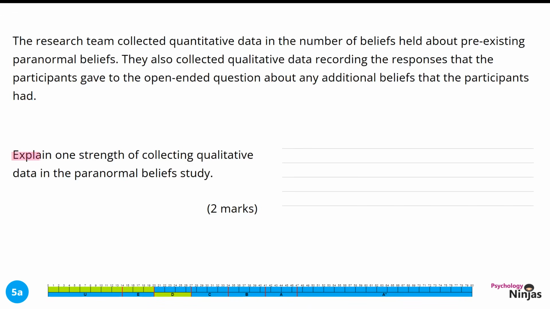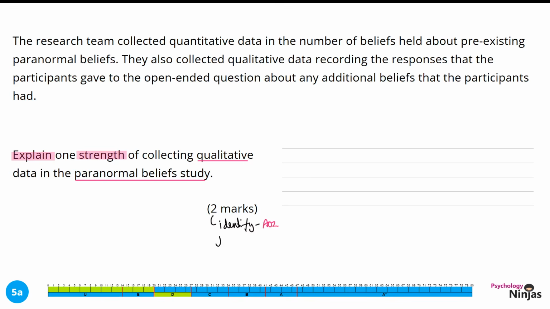This question has the command word explain, which means we need to give detail and extension to our response. The focus of this question is a strength, and so all of our marks need to come from describing a strength. The assumed knowledge in this question is that we understand what qualitative data is. There are 2 marks in this question, and we get 1 mark for identifying a particular strength of qualitative data. Because this is a STEM question, that strength needs to be linked into the paranormal belief study. Therefore, this becomes an AO2 mark.